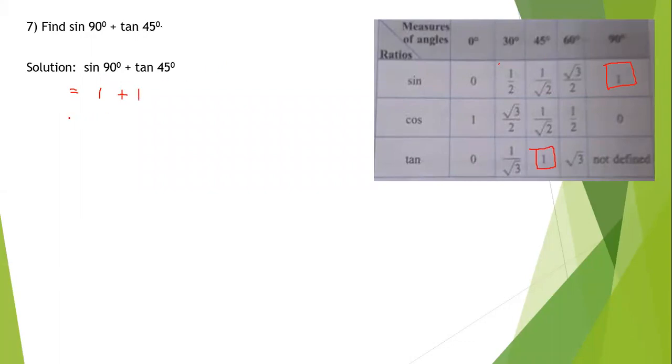In the next step, we will add these two numbers. 1 plus 1, how much will it be? 1 plus 1, it will be 2. Right? So after solving this, we got the value as 2. Main answer, put it in the box.